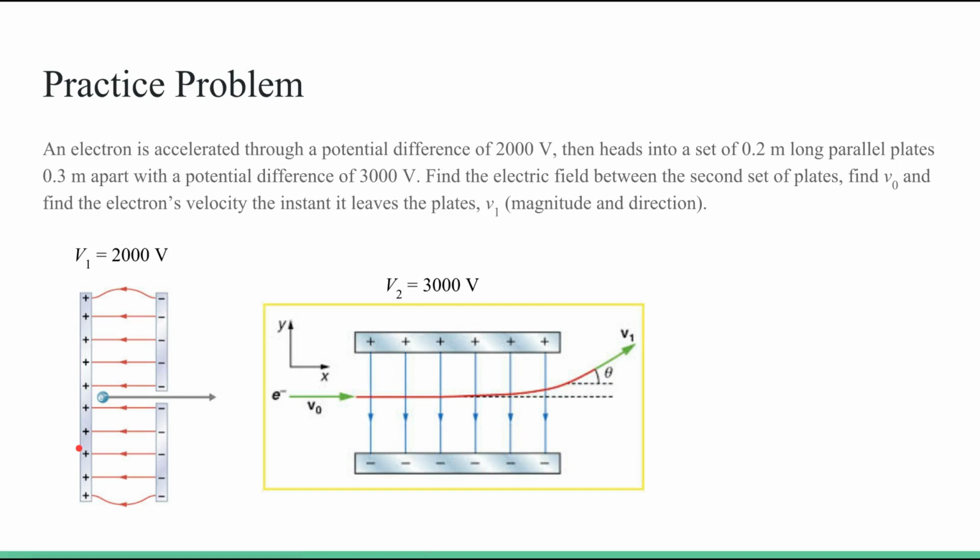Okay, so here's a practice problem. It's a long one. An electron is accelerated through a potential difference of 2,000 volts, then heads into a set of 0.2 meter long parallel plates, 0.3 meters apart, with a potential difference of 3,000 volts. Find the electric field between the second set of plates. Find V naught, the velocity right before it enters the second set of plates. And find the electron's velocity the instant it leaves the second set of plates, V1, magnitude and direction, so the angle with the horizontal and the actual speed.